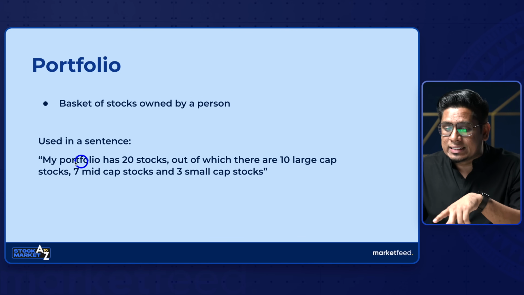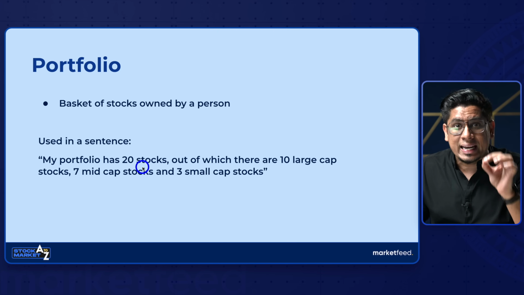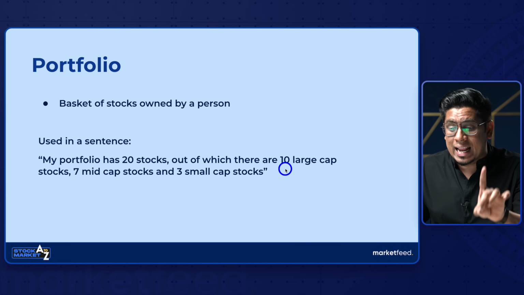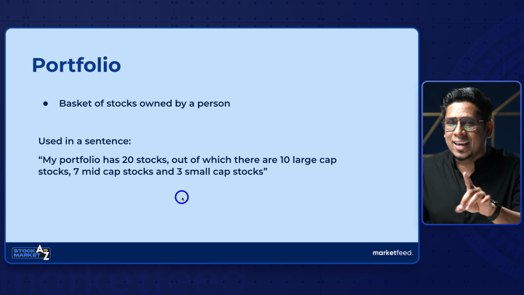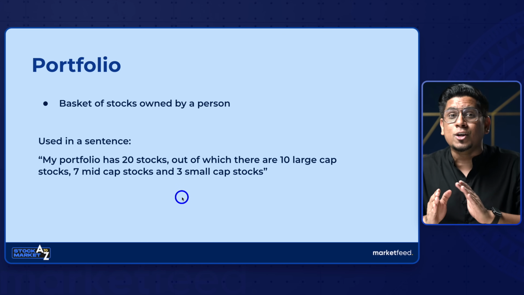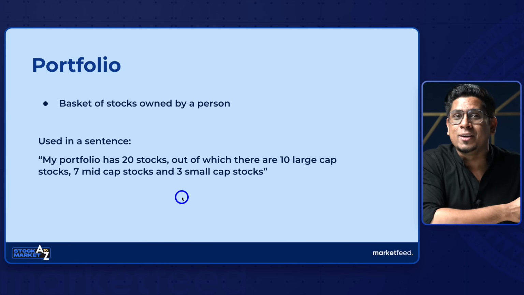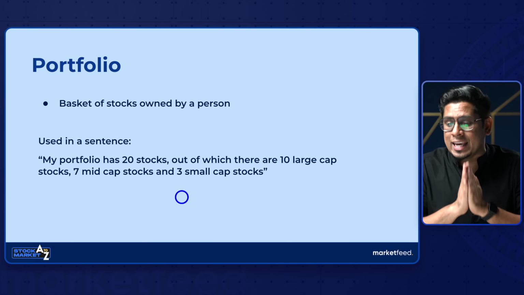Now used in a sentence here as, my portfolio has 20 stocks, out of which there are 10 large cap stocks, 7 mid cap stocks and 3 small cap stocks. See? In used in a sentence, now I am even using terms that we learned in the previous slides. I hope that will help you learn even better.